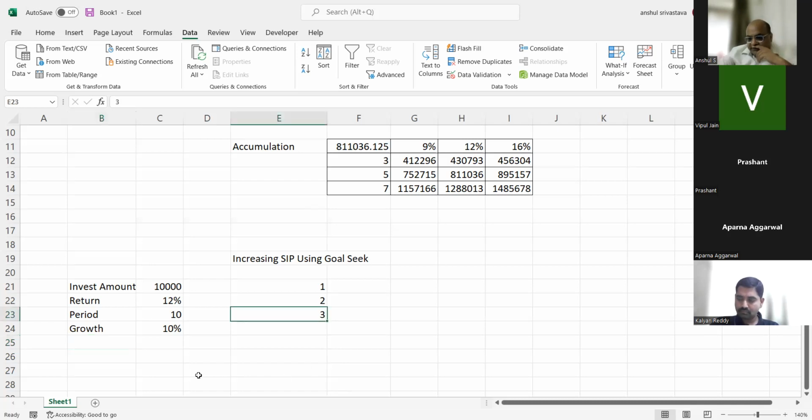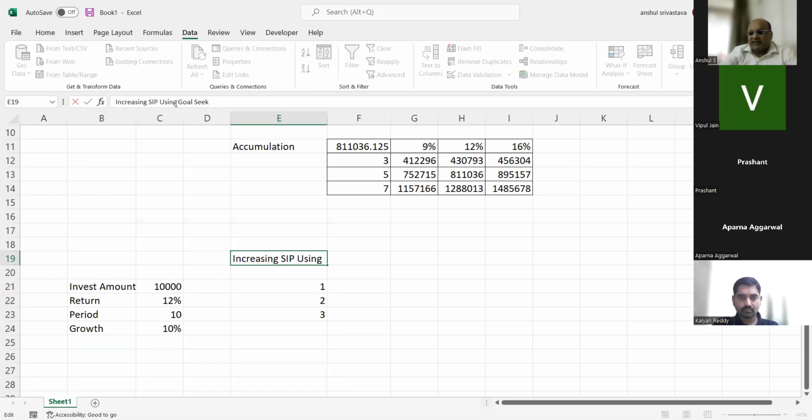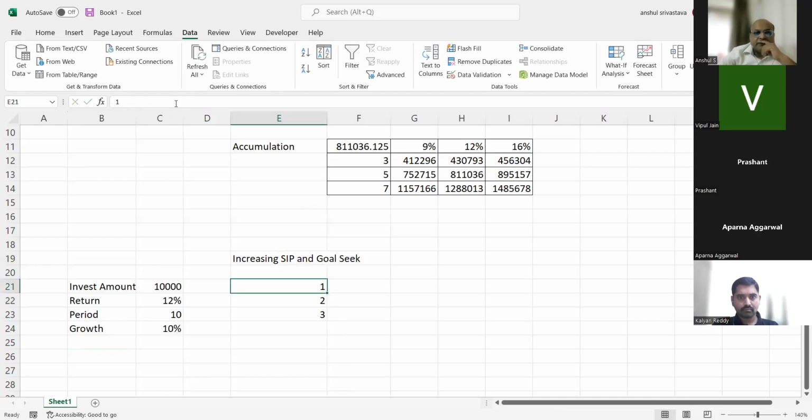Then we will make a schedule. 1, 2, 3. For increasing SIP, you won't require goal seek. Let me say increasing SIP and goal. I'll do the increasing annuity FV formula. 1, 2, 3, 4.